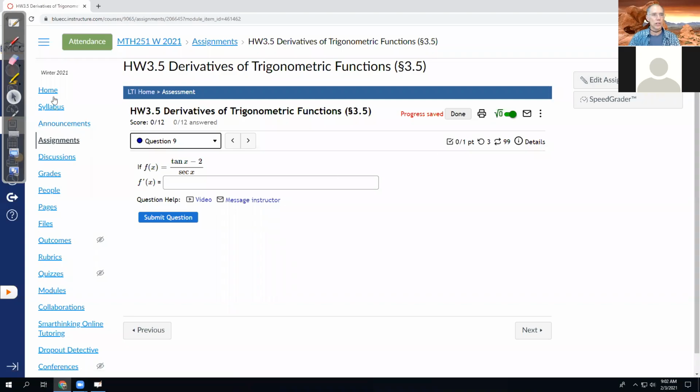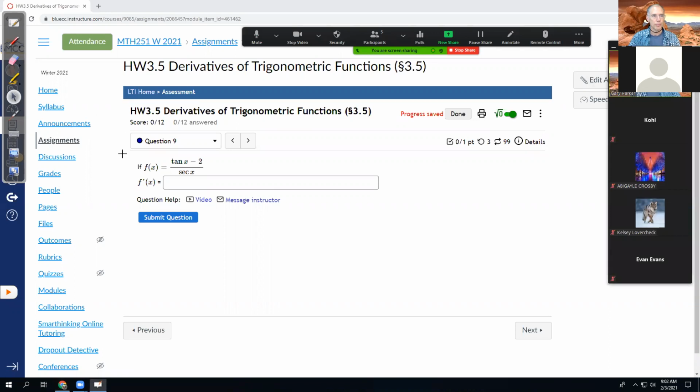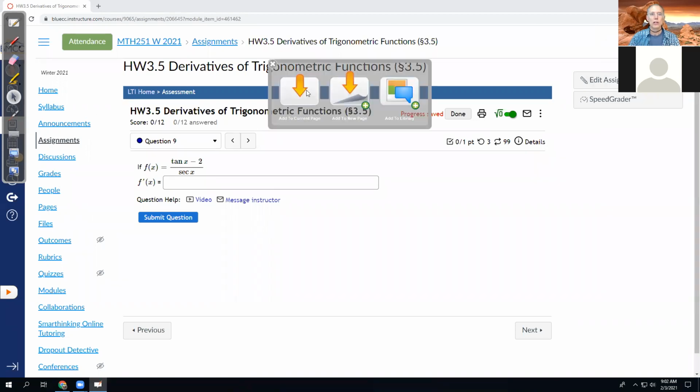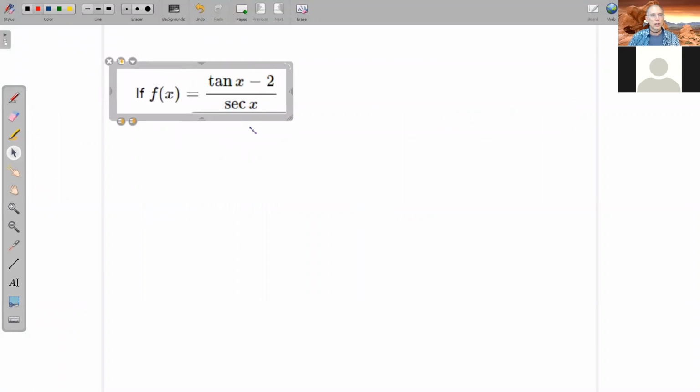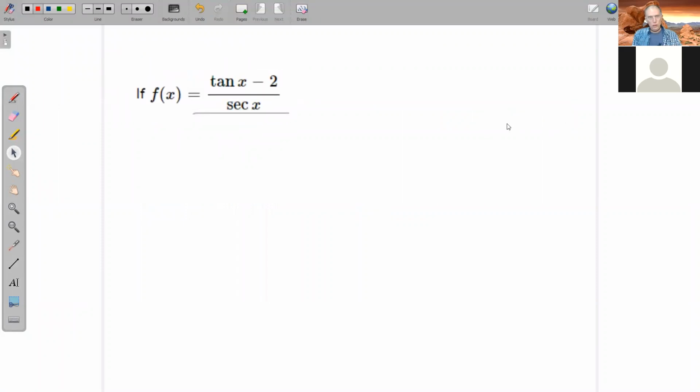All right, homework questions on section 3.5. Here is our function of interest. Okay, so first glance here, we have a quotient, so we should apply the quotient rule.